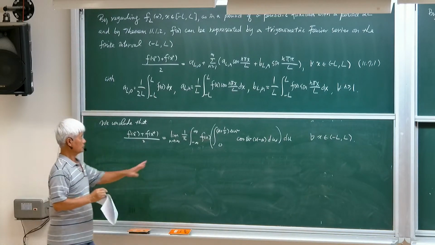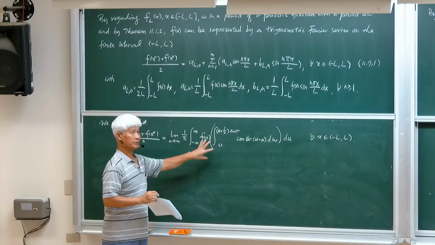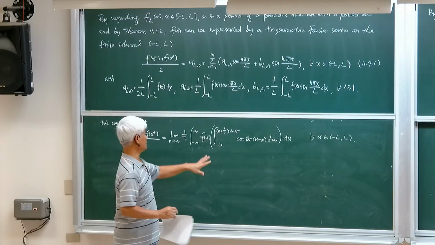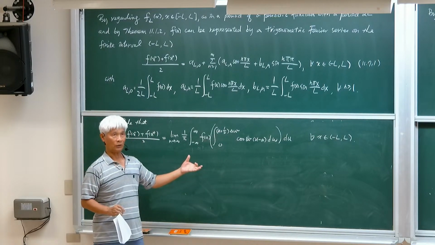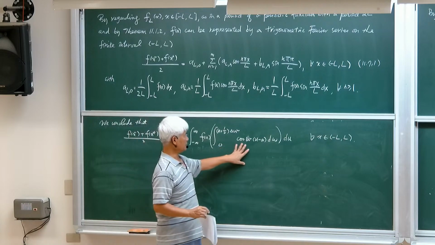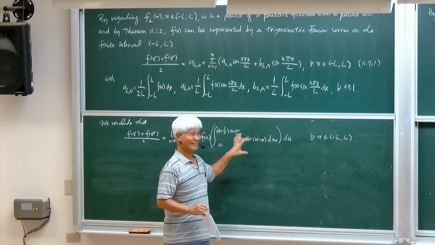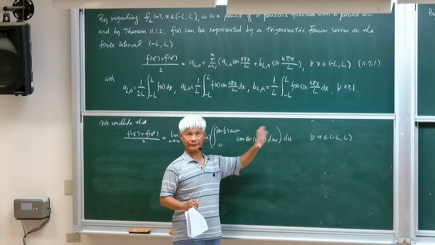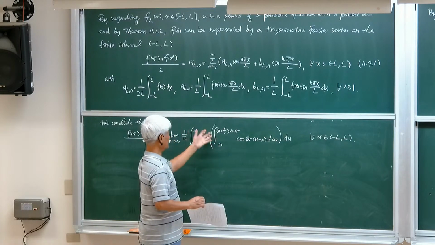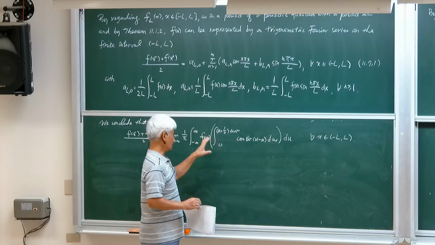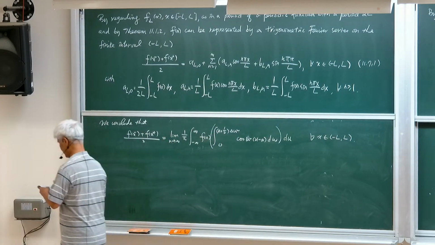Now we want to exchange the order of integration because this is an iterative integral. The order is that we evaluate the integral over the variable omega and then over the variable u. And if we want to exchange the order of integration, we need a theorem.